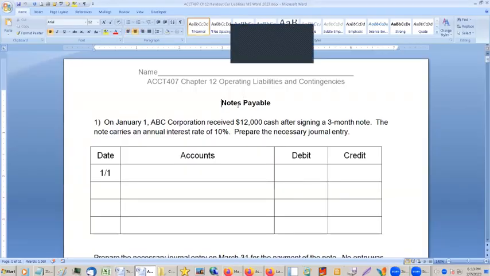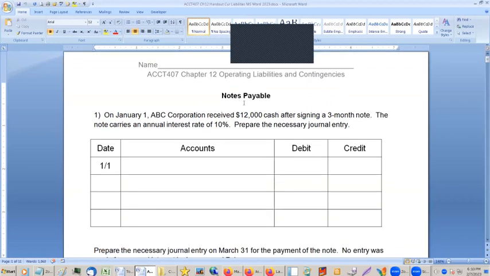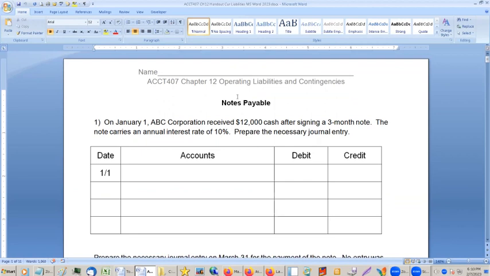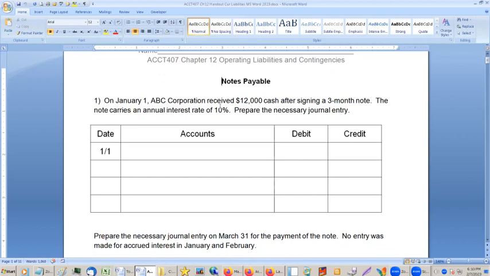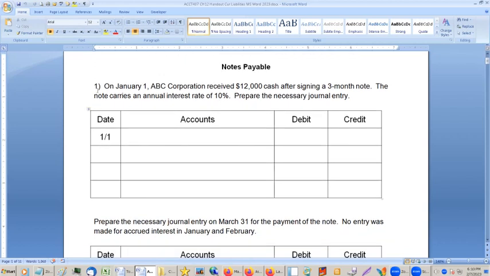Okay, notes payable. And notes payable is basically, oftentimes you go to the bank and you get a note payable. Oftentimes it's used for things like inventory and stuff like that, but we're just going to look at the nuts and bolts of the liability part of it. And I know you guys have already done this before. On January 1st, ABC Corporation receives $12,000 cash for signing a 3-month note. The note carries an interest rate of 10%, make necessary journal entries.